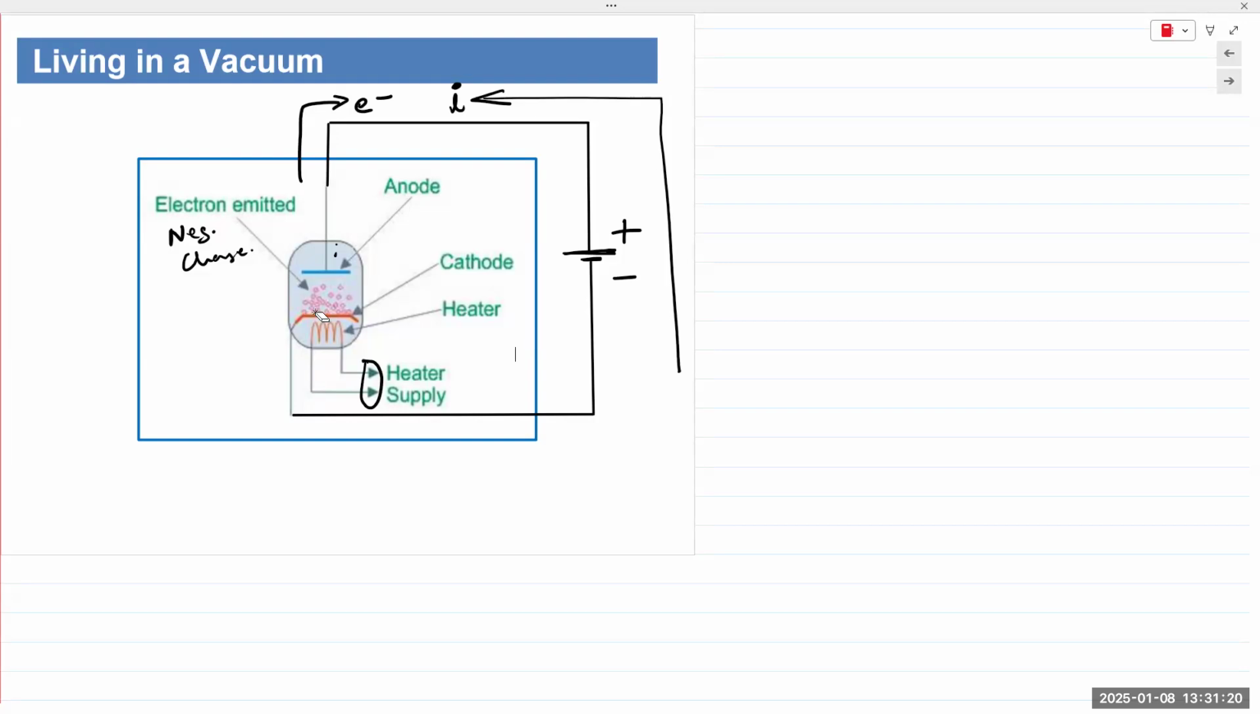So if you insert a third electrode into a vacuum tube, what do you get? 2 electrodes, diode. 3 electrodes, triode. 4 electrodes, quadrode, pentode, hexode, and so on and so forth. I believe the largest number that I ever read was about 12 or 13 electrodes. I've never seen one in person.